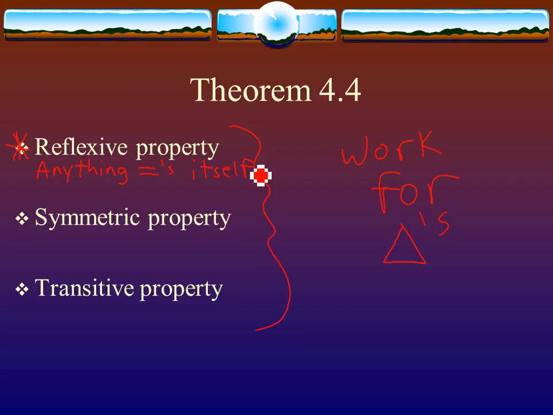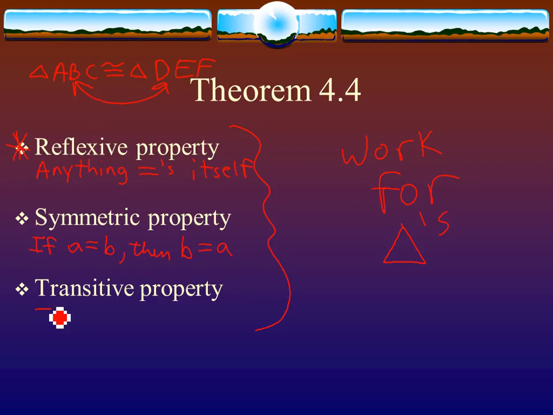Anybody remember what the symmetric property says? If, we'll just use A and B here, if A equals B, then the symmetric property says what? Then B equals A. Just turns it around. So in other words, if you had two triangles, and triangle ABC was congruent to triangle DEF, then I could just flip them around and it'd still be true.